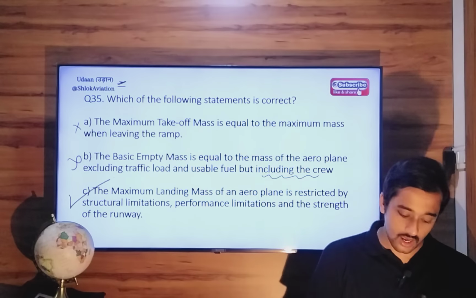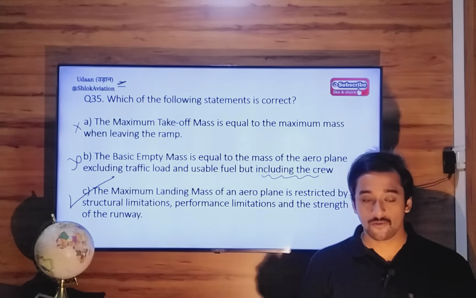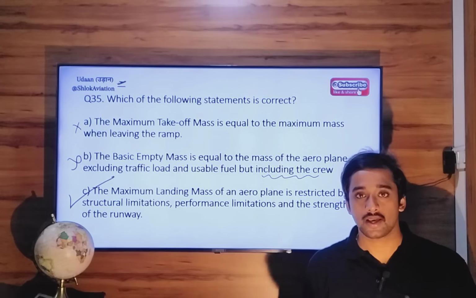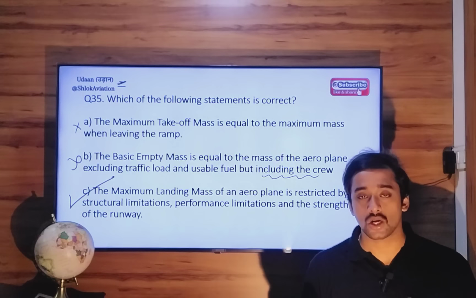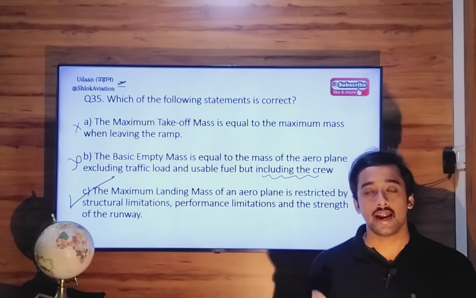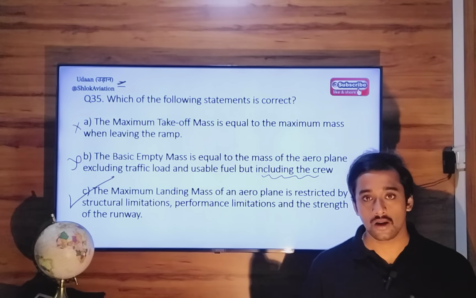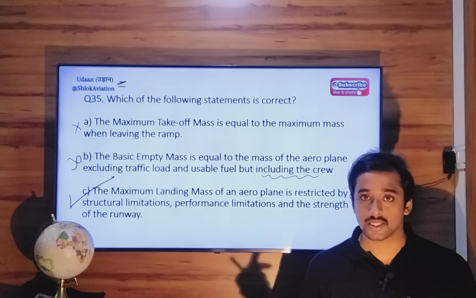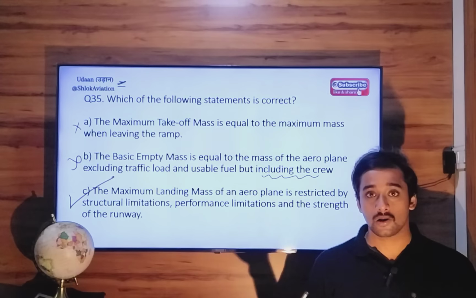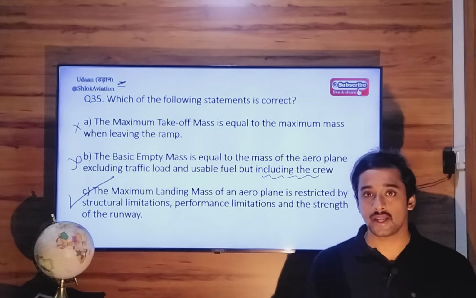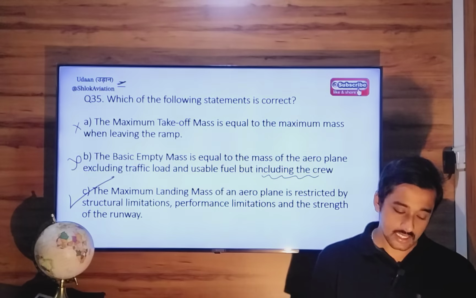You are left with option Charlie. The maximum landing mass of your aircraft is always restricted by structural limitations. Your aircraft will have maximum landing mass, structural landing mass. Again, landing mass will also be restricted by performance limitations like density altitude, the climb restrictions, climb gradient, or the strength of the runway, right? So all these factors are included in performance. So option C is the right answer.